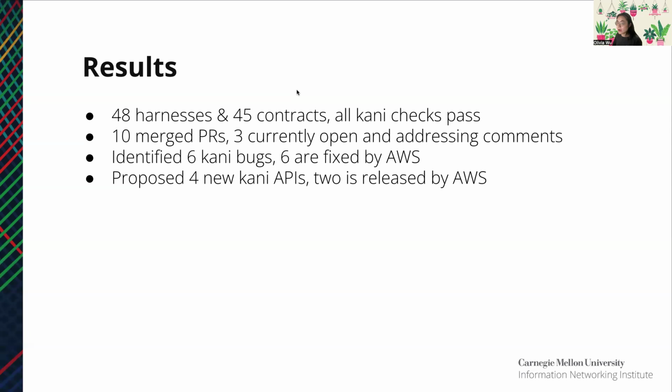And for the ones that we have written, all the Kani checks pass, and we currently have 10 merged PRs, and there are 3 that are still open. As of the date of this recording, we're still addressing those comments, and the hope is that they will be merged very soon. Throughout the process, we identified 6 Kani bugs alongside AWS, and they fixed all of them very quickly. In the meantime, we proposed 4 new Kani APIs, and 2 of them have been released by AWS and are now actively being used in those contracts.